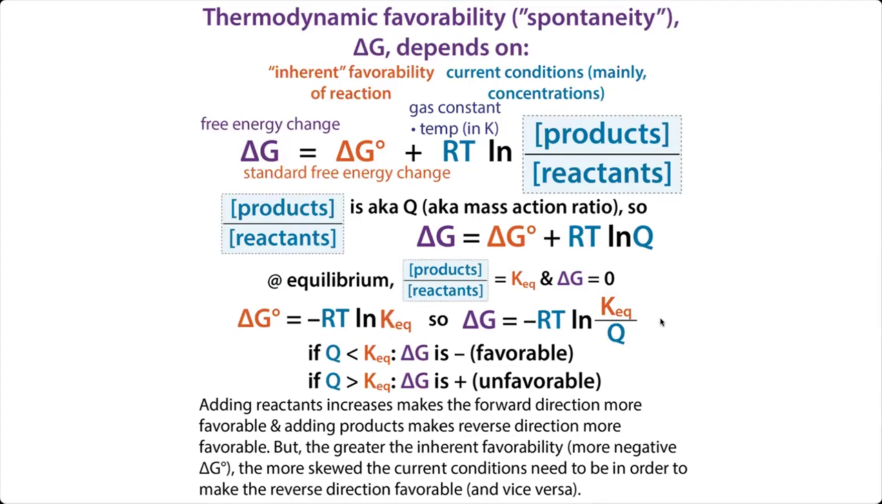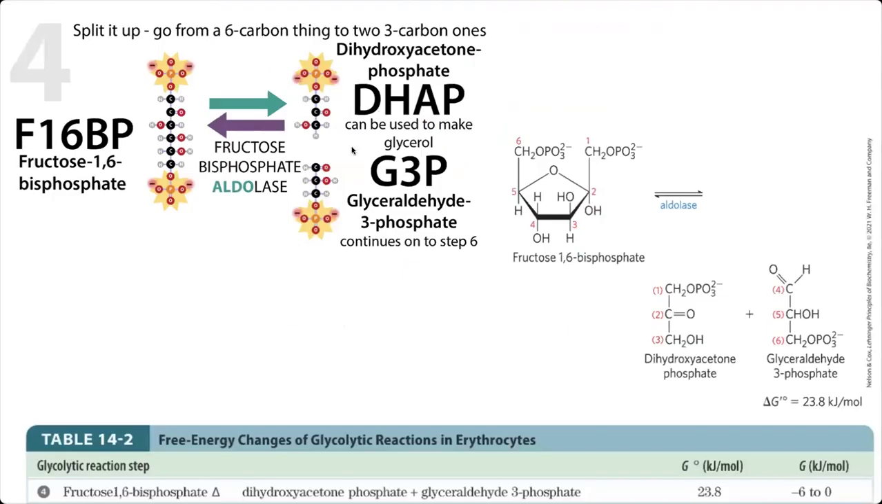Remember, good old Le Chatelier's is going to be true no matter how inherently thermodynamically favorable your reaction is. It's just that if your reaction is really thermodynamically favorable or unfavorable, you're going to have a more extreme skew in your product to reactant ratio in order to actually change the direction, but you could change the direction. And so by pulling the G3P forward in the reaction, you're driving this reaction forward.